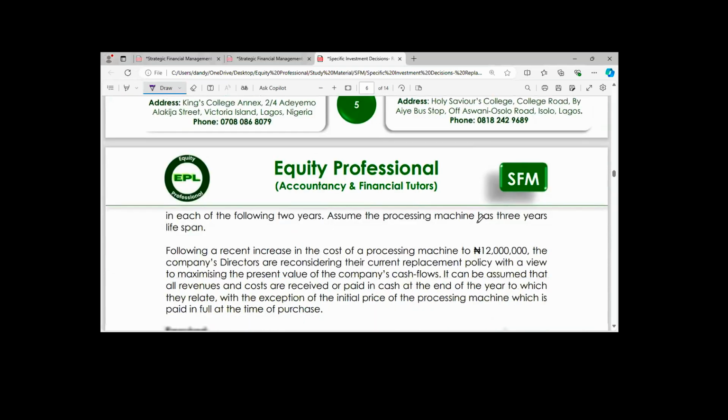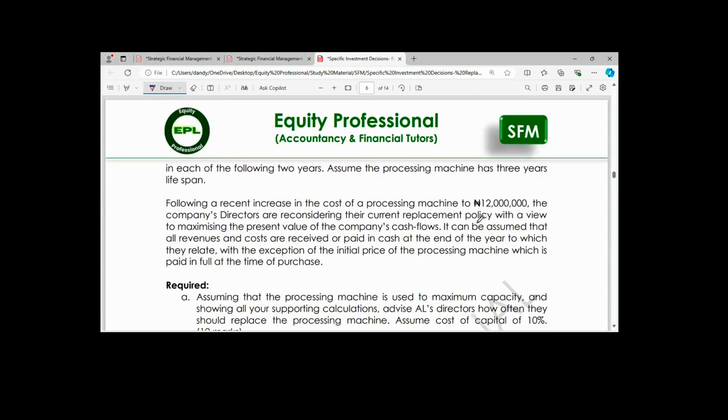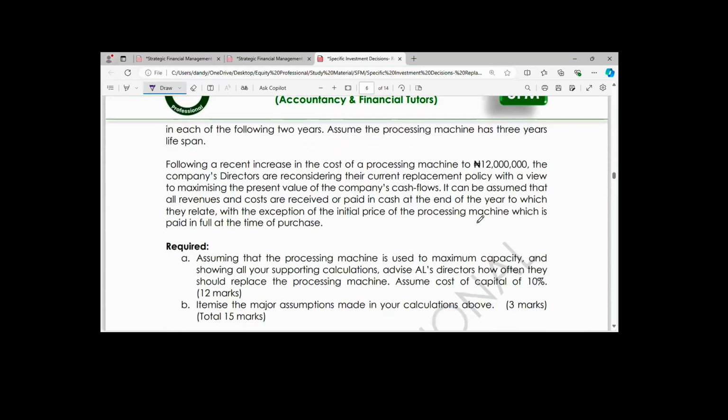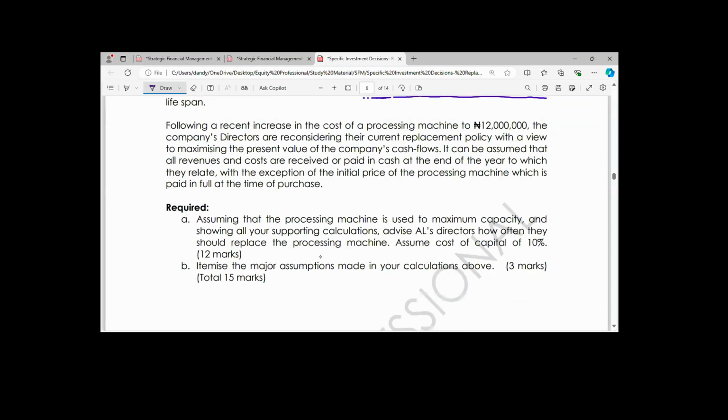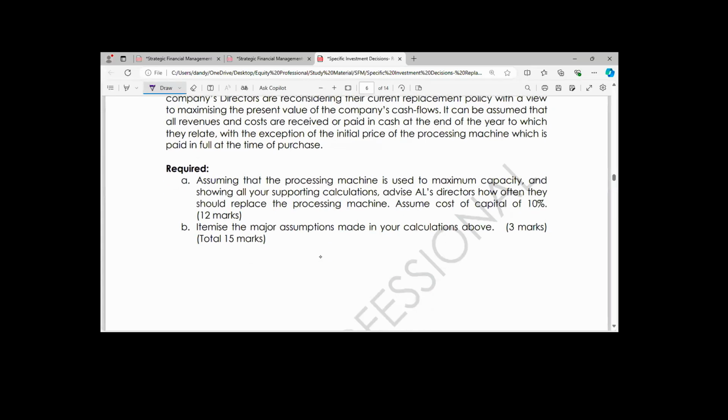Following a recent increase in the cost of the processing machine to 12 million, the company's directors are reconsidering their current replacement policy with a view to maximizing the present value of the company's cash flows. It can be assumed that all revenues and costs are received or paid in cash at the end of the year to which they relate, with the exception of the initial price of the processing machine, which is paid in full at the first time of purchase. Required: A. Assuming that the processing machine is used to maximum capacity and showing all of your supporting calculations, advise AL's directors how often they should replace the processing machine. Assume a cost of capital of 10%. B. Itemize the major assumptions in your calculations above.